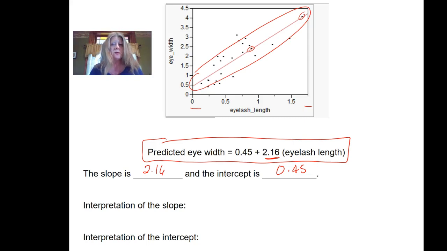So if eyelash length was 0, and mathematically, hopefully you're seeing that if we plugged 0 in here, this whole thing would cancel out, and then you would be left with this as your prediction for y.